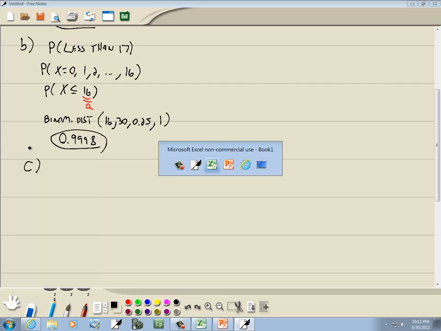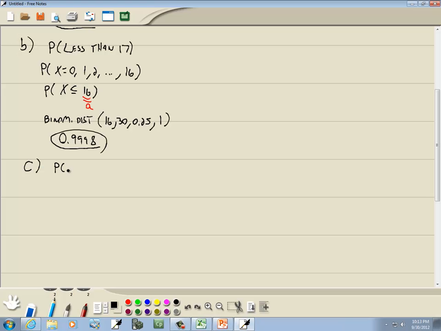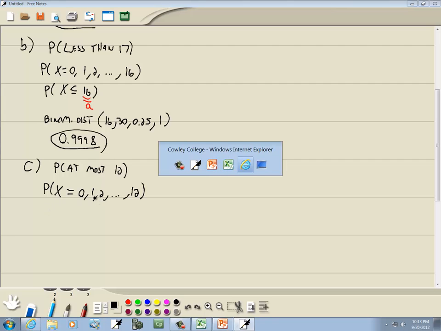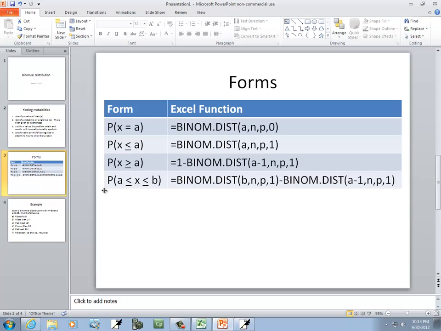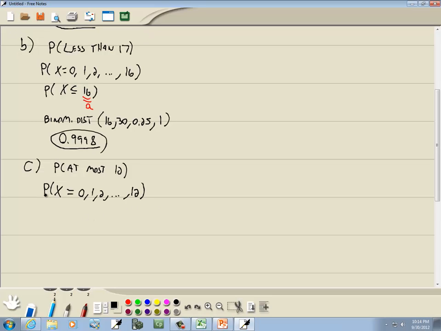Look at our part C. These cover all the different cases you'd ever run across, by the way. C says at most 12. Part of the hard part of this is figuring out what in the world these words mean. At most 12, though, that means 0, 1, 2, all the way up to and including 12. So that's the first part of step 3, list the x values. Then rewrite with inequality symbols. Well, that's the same as x is less than or equal to 12.